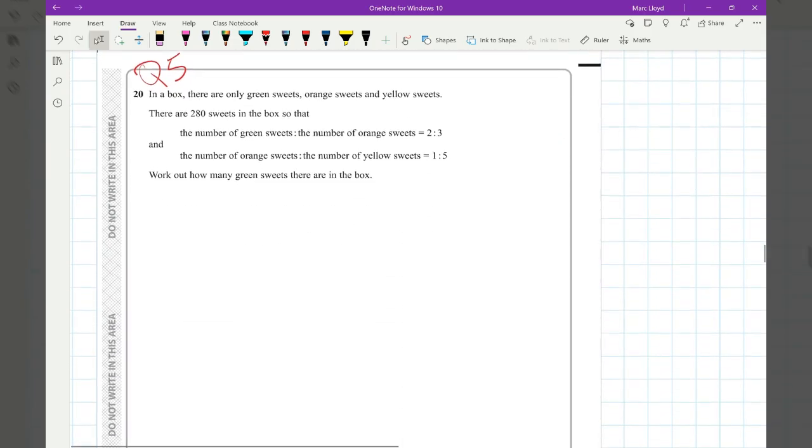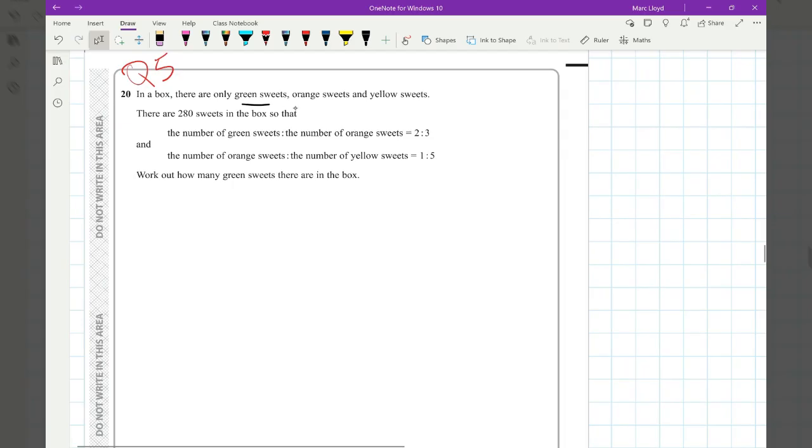Okay, question 5. In a box, there are green, orange, and yellow sweets. There are 280 sweets in the box. Green to orange is 2 to 3. Orange to yellow is 1 to 5. I like these questions. They made some practice questions on these on Mathsbot, on their random question generator. Mathsbot.com. Really good website. Work out how many green sweets there are in the box.